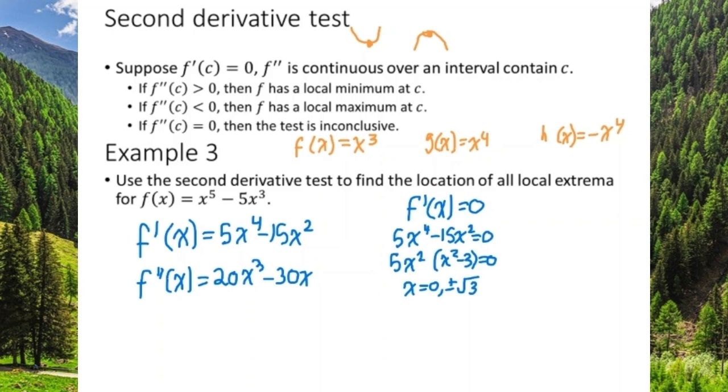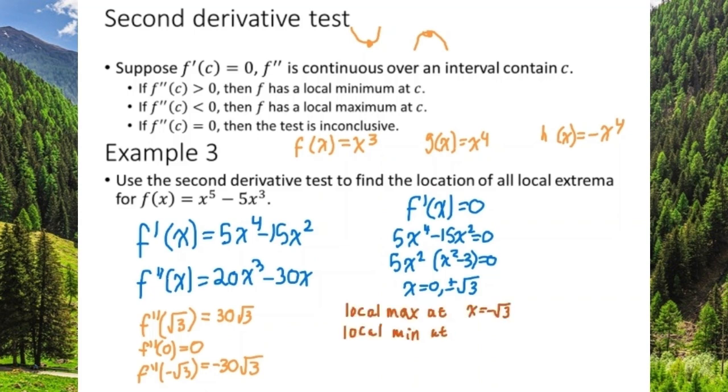Now that we found our critical numbers, to apply our second derivative test, we're going to plug each of our critical numbers that make our derivative 0 into our second derivative. And we get f double prime of root 3 is 30 root 3, f double prime of 0 is 0, and f double prime of negative root 3 is negative 30 root 3. So our function f of x will have a local maximum at x equals negative root 3 and a local minimum at x equals root 3 thanks to the second derivative test.